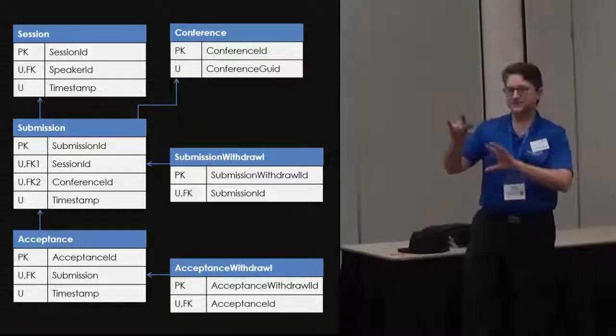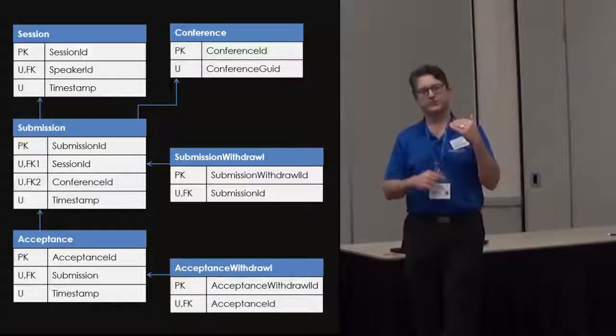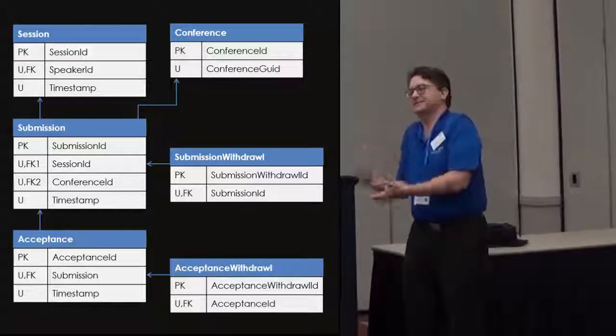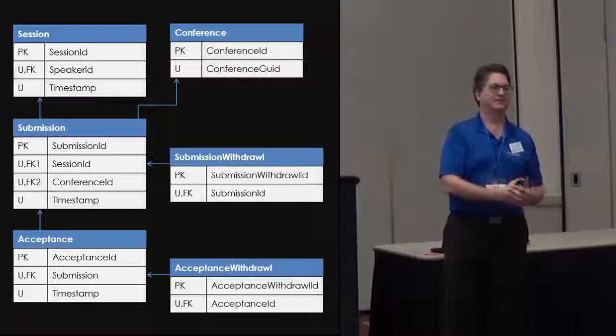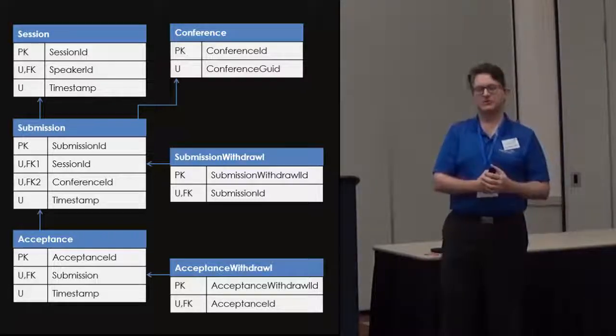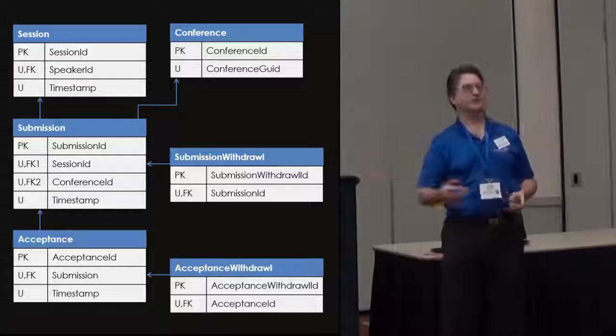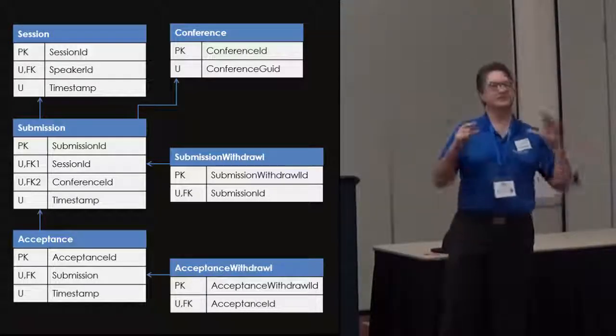So you've got these different activities, these different events that have occurred throughout time. And you might ask the question, well, what is the status of a particular submission? Has this submission been accepted? Has it been withdrawn? Is it still pending? What's the status?